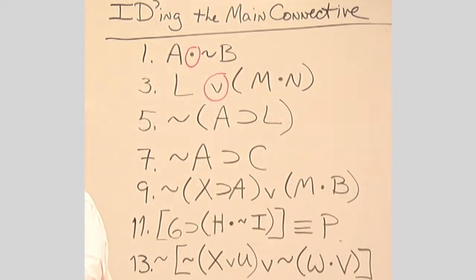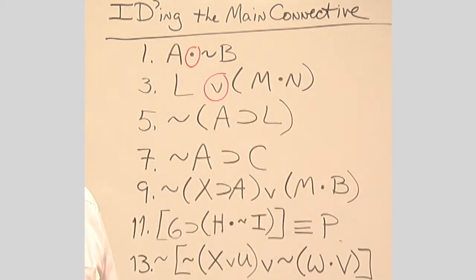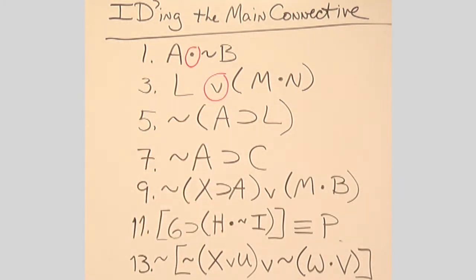Notice here right away a very important observation. The main connective will never, ever, ever be inside of a set of parentheses, brackets, or braces. The main connective will always be on the outside. And here there's only one possibility. Your eyes can go directly there. It's the only connective outside of a set of fences.